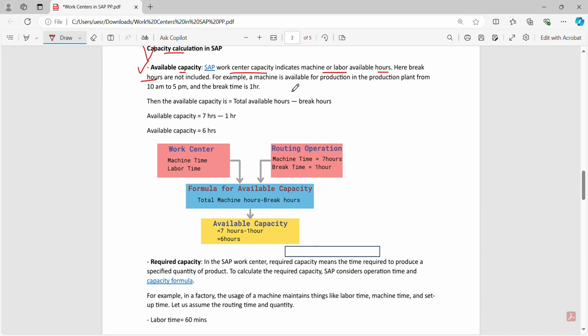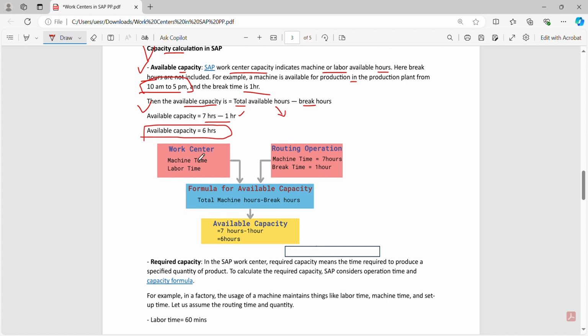For example, a machine is available for production in the production plant from 10 a.m. to 5 p.m., and the break time is 1 hour. So the available capacity is total available hours minus break hours. Total available hours are 7 hours if you count from 10 a.m. to 5 p.m. Then the break time is 1 hour, so minus 1 hour, and the available capacity is 6 hours.